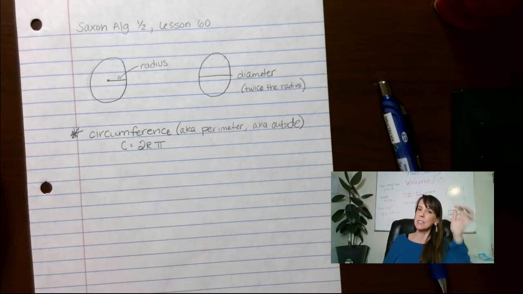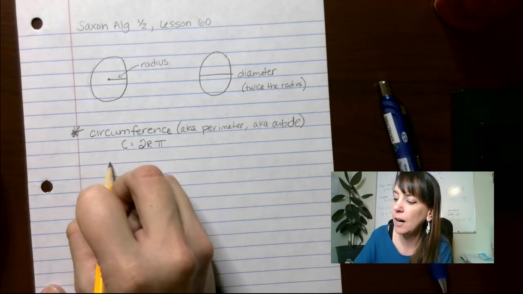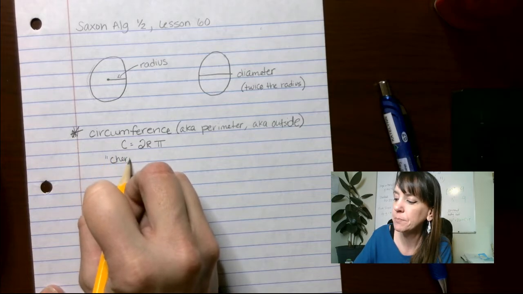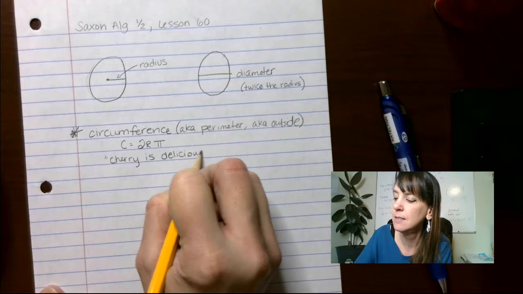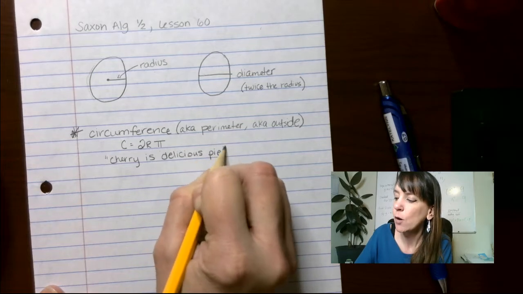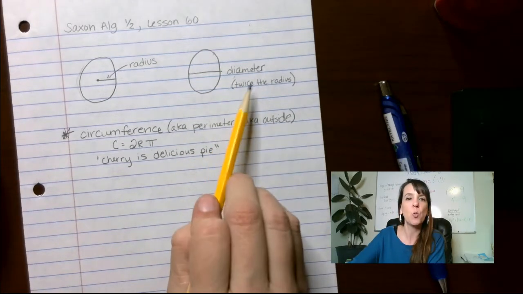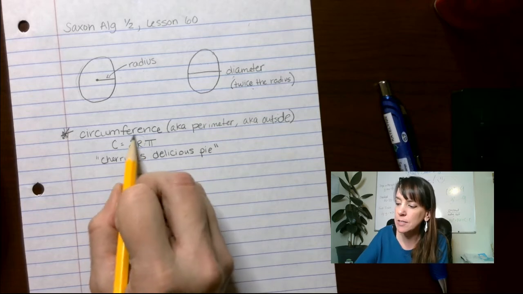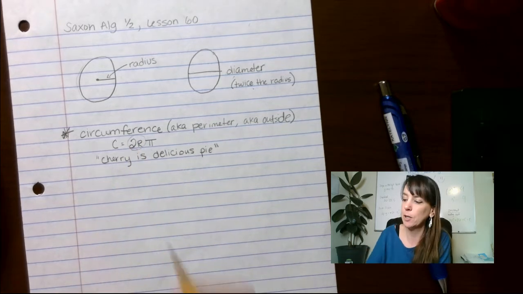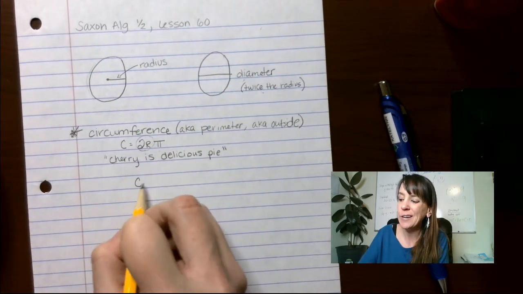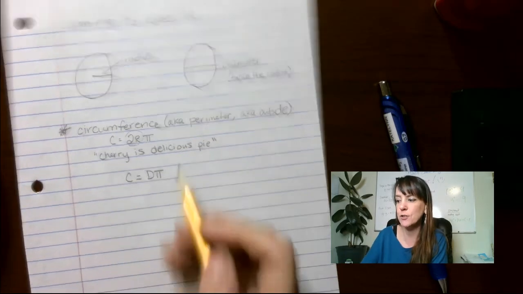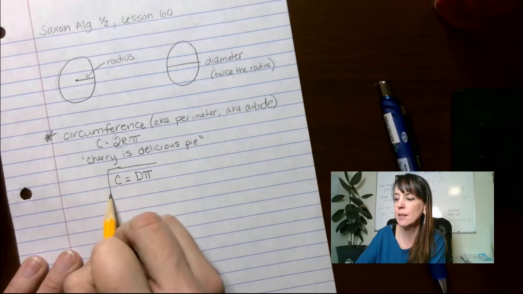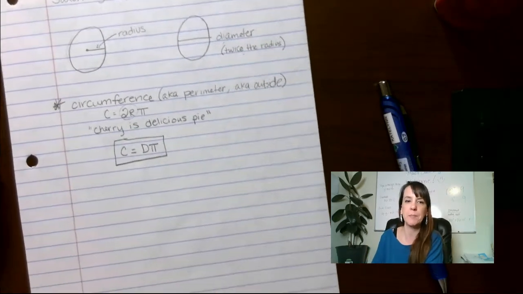Now, circumference, how can you remember this? Cherry is delicious pie. Remember that our diameter is twice the side of the radius. So you see how this is 2r? That's really just your diameter. So how do I remember this? Cherry is delicious pie. That's your circumference. Take the diameter, multiply it by pi.